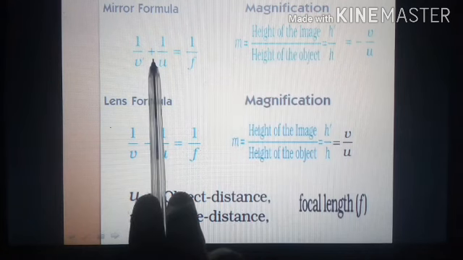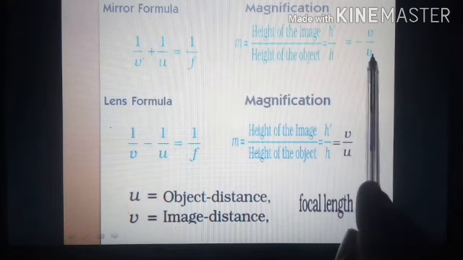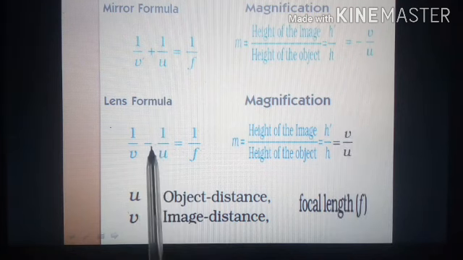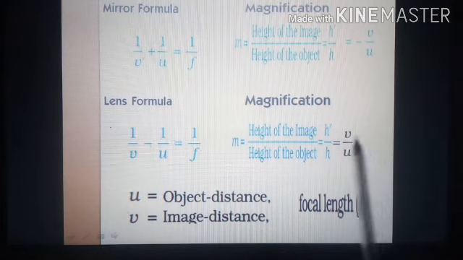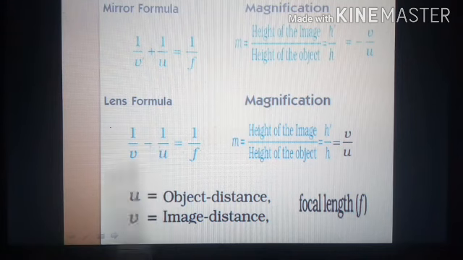Here plus comes, then minus comes here. Here plus comes, so minus comes here. So 1 by v plus 1 by u equal to 1 by f equal to minus v by u for the mirror. For the lens, it is plus v by u, and replacing plus in the formula, it is minus. So this is the lens formula and magnification.